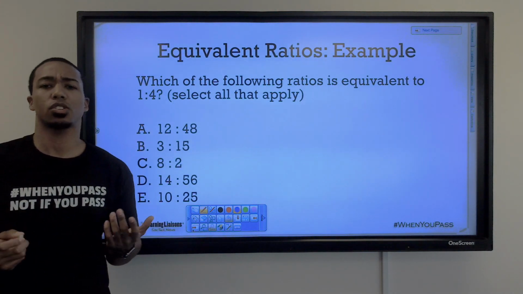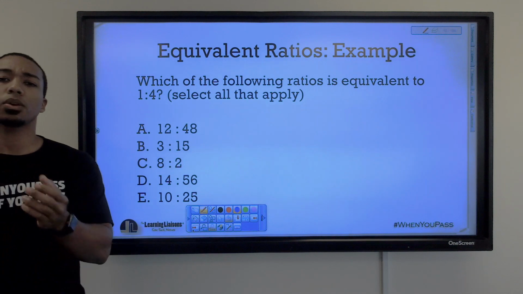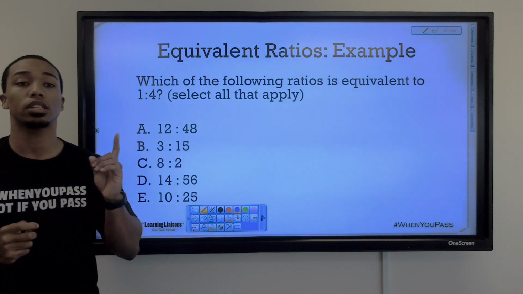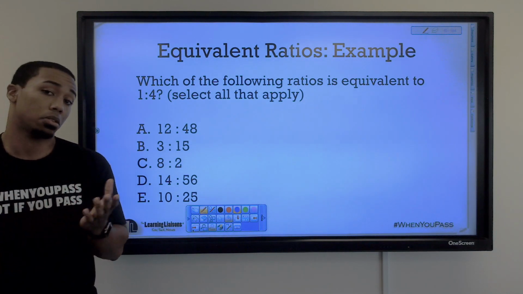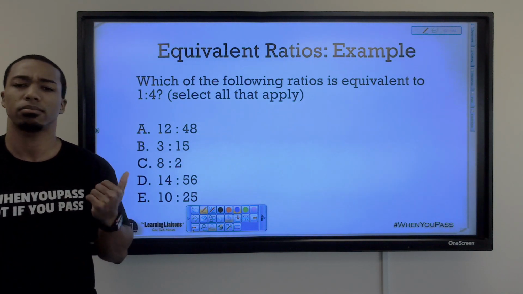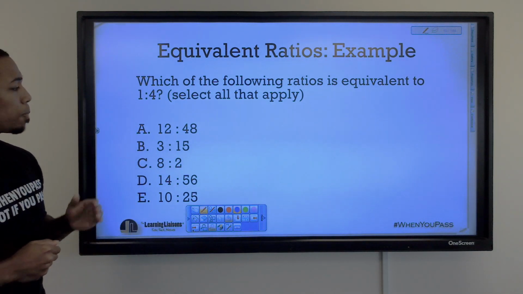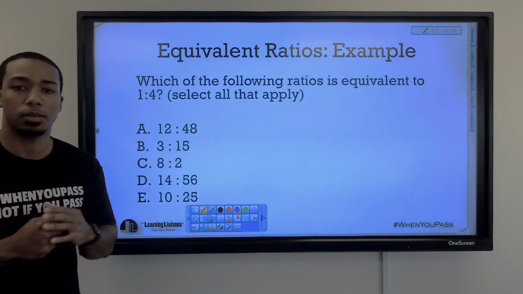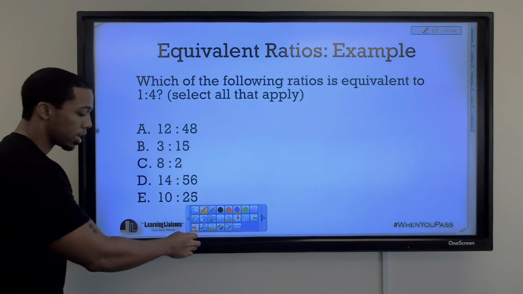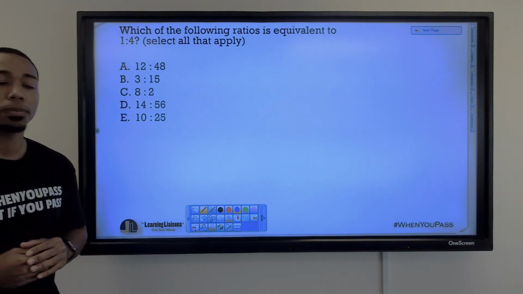So, equivalent ratios. Let's go over this example. Which of the following ratios is equivalent to 1 to 4? Let's select all that apply. There are multiple answers here. Could be 1, could be 2, could be all 5. Let's check it out. We're going to have to go through all of our answer choices and use a process of elimination. Let's change slides so we have more space to work with.